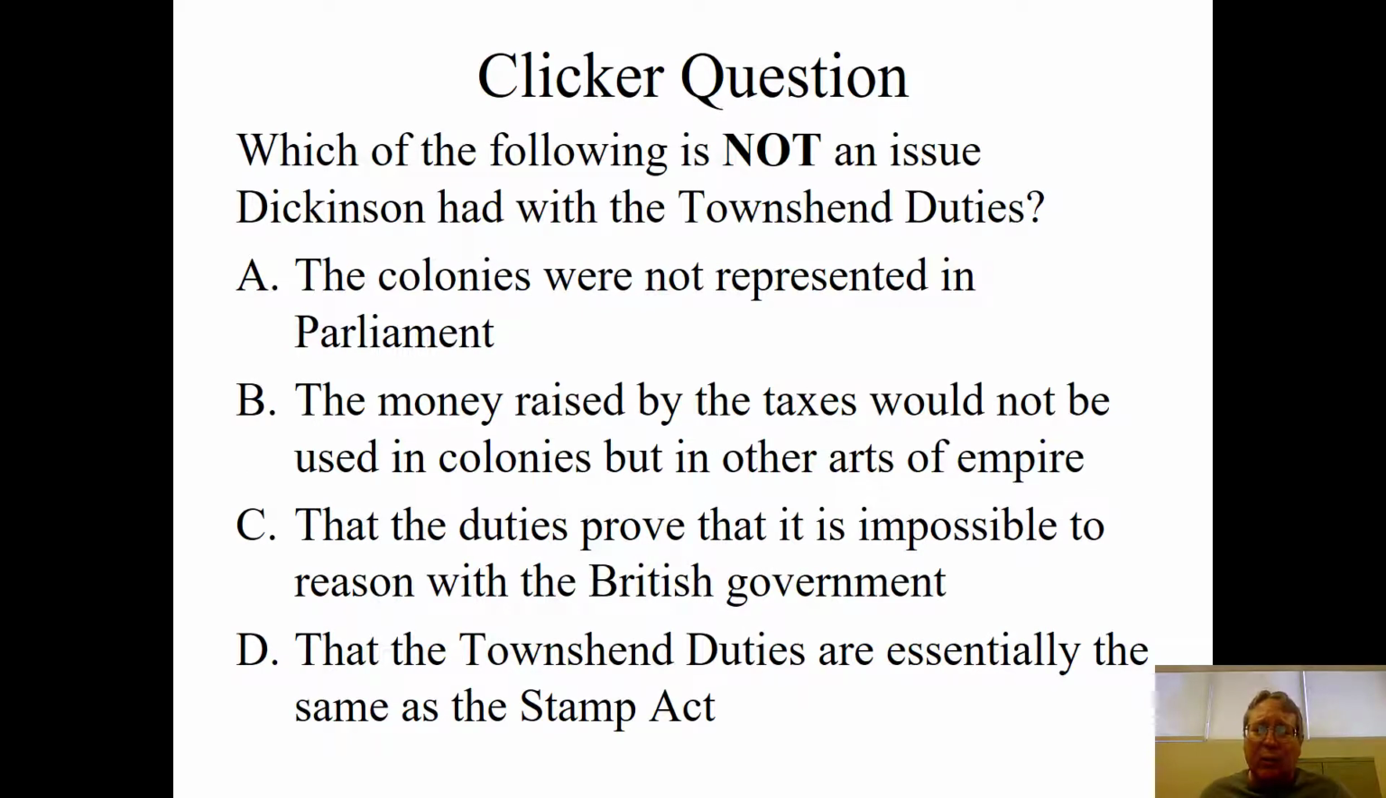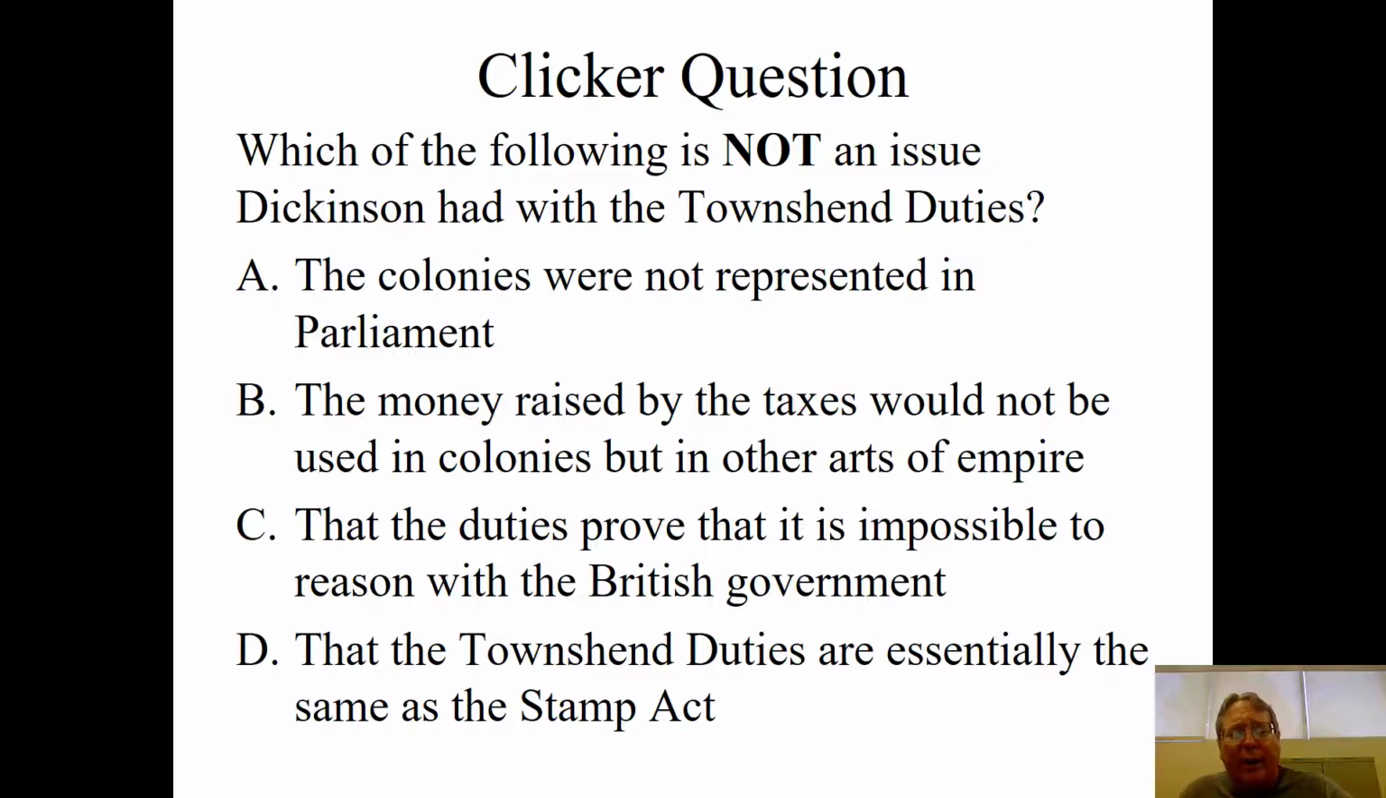Well, he says, look, we're still not represented in Parliament, and this is just another tax. Well, some people say, yeah, but it's a duty, not a direct tax. And that's where Dickinson says, no, these Townshend duties actually are a direct tax, because look at where the money goes. The money doesn't actually help us. The money is being used to send troops to India, to France, or to Canada, to the Philippines, so that the empire, so Britain, can defend those parts of the empire. What are we getting out of paying these taxes? Nothing. These duties actually do prove that it's dangerous to work with the British government, right?